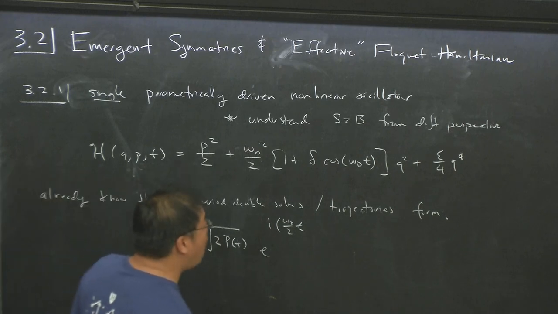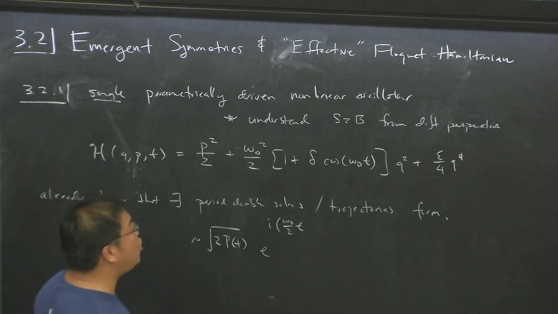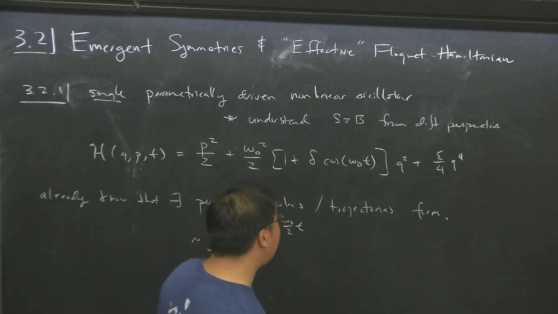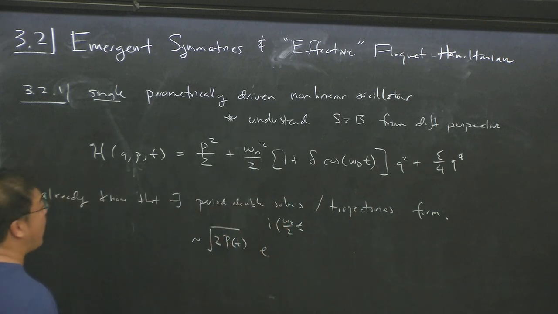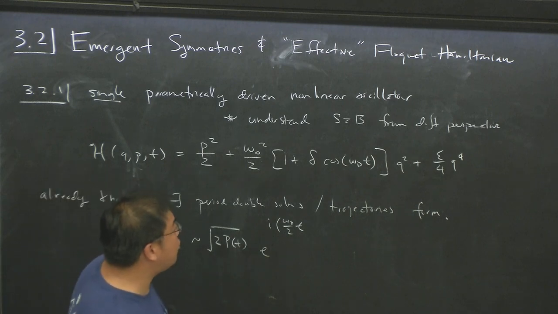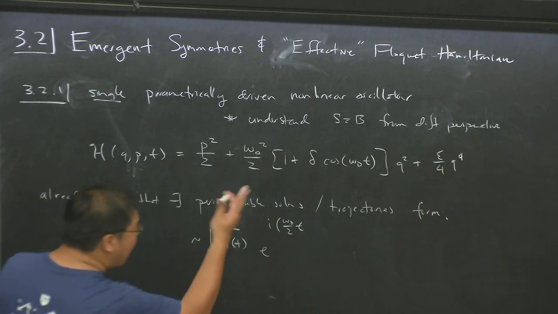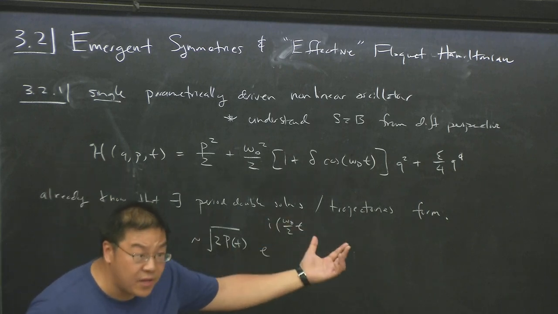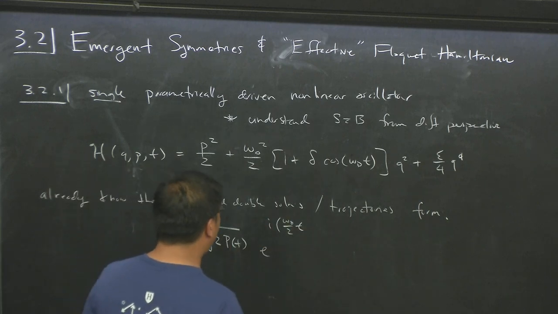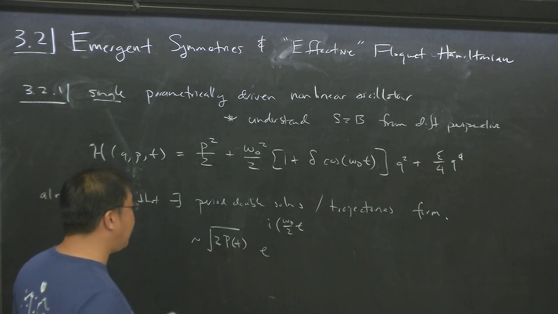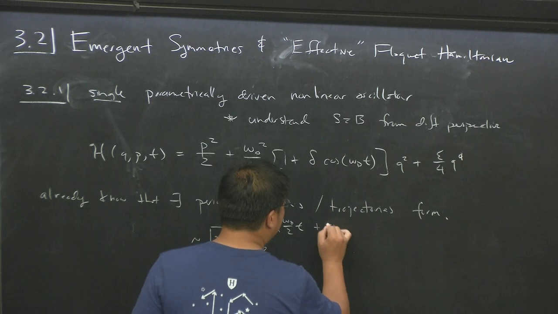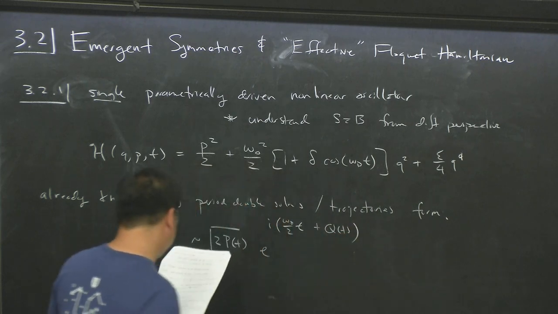So you already know that when omega d is close to 2 times omega naught, there is a stable parametric resonance, which we discussed in the context of Faraday waves, and this period doubled trajectory takes the form, as in general oscillations, where the amplitude of the oscillation is the momentum and the phase of the oscillation is the position: square root of 2 capital P of t, e to the I omega d over 2 t plus capital Q of t.